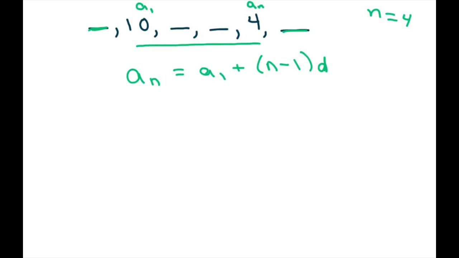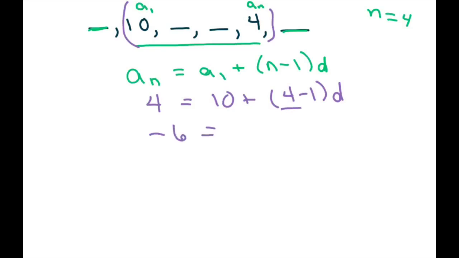So basically, my last term, or my fourth term, is 4. My first term is 10. And I'm only looking at this part right here right now. So that's going to be 4 minus 1. Again, you're looking for the d. So if you subtract 10 from both sides, you get negative 6 equals 3d. So d equals negative 2.